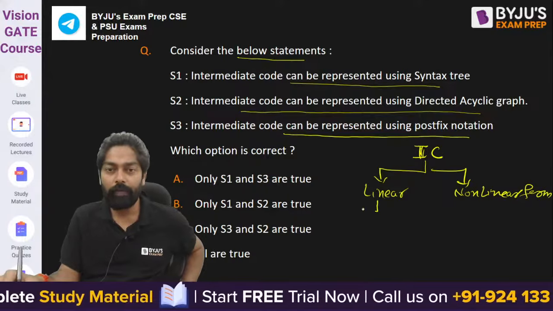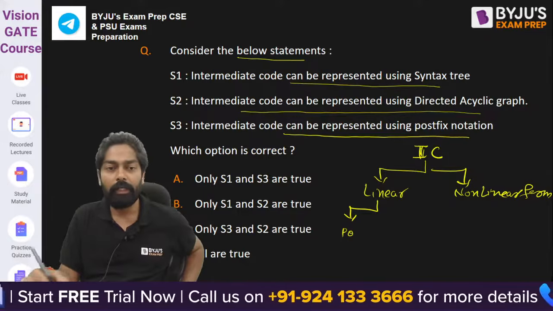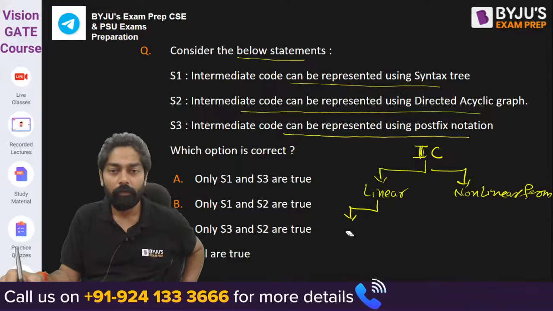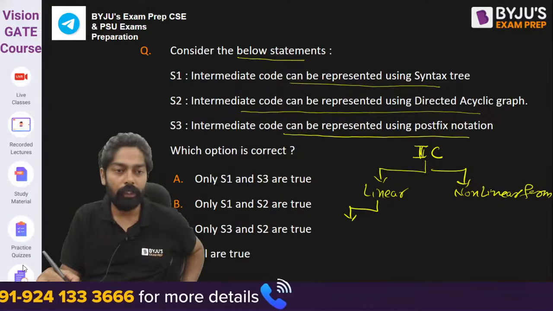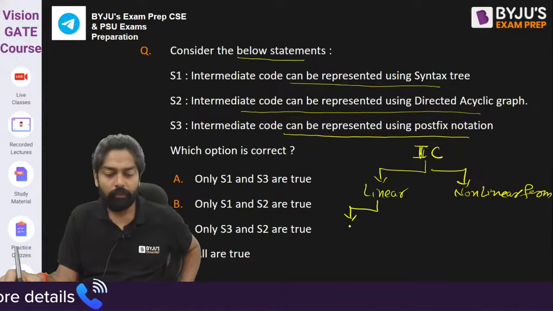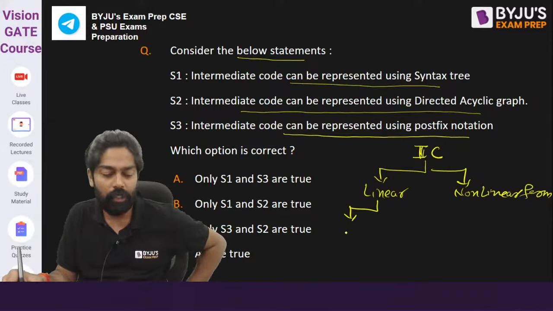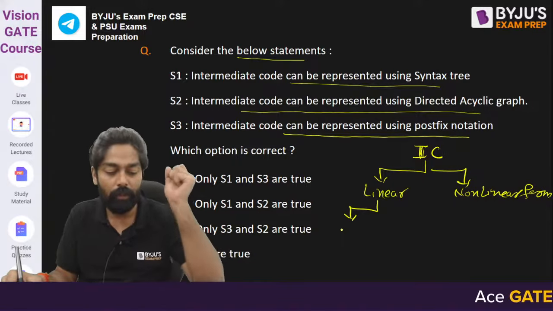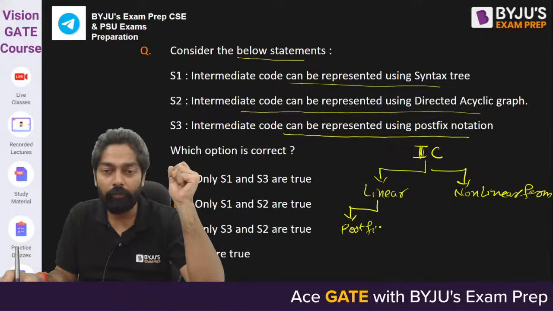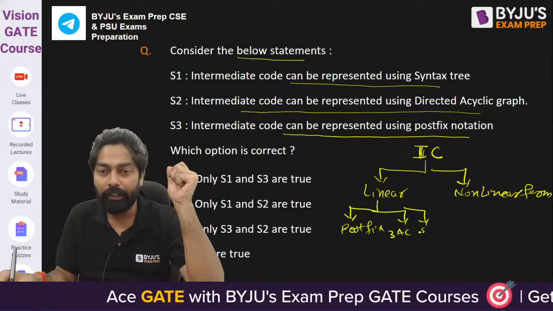In linear form, what do we have? Someone has already given the answer. All are true, the last option. We have postfix. Everyone knows. We have three address code. We have static single assignment.